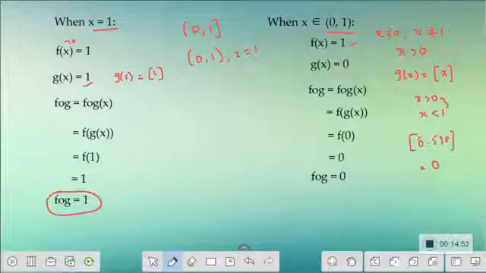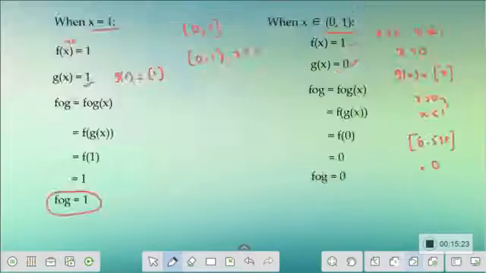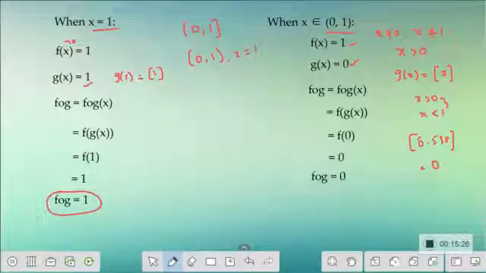So g of x, when x lies between 0 and 1, will give you the value 0. So we have f of x as 1 and g of x as 0 when x lies in the open interval 0, 1. Now what is the value of f composite g in this case? F composite g is nothing but f of g of x, and g of x takes the value 0, whereas f of 0, that is when x is 0, f takes the value 0. I think you can check it out here. When x is 0, your f of x is 0. So we have this value. So this gives us f composite g is 0 when x belongs to 0, 1.